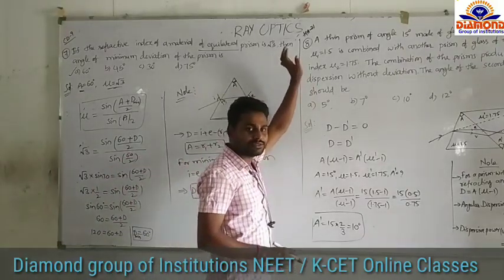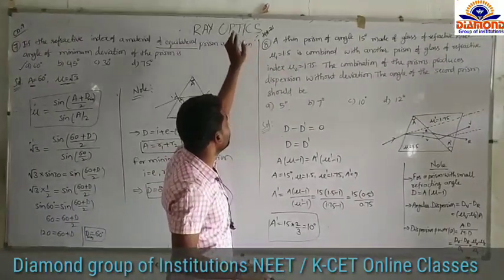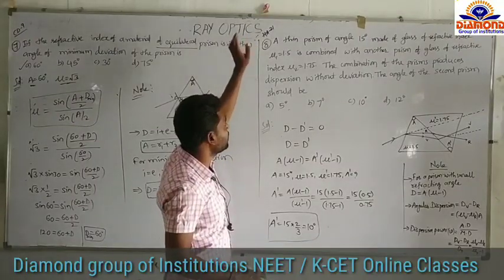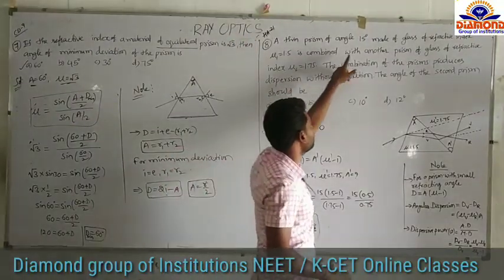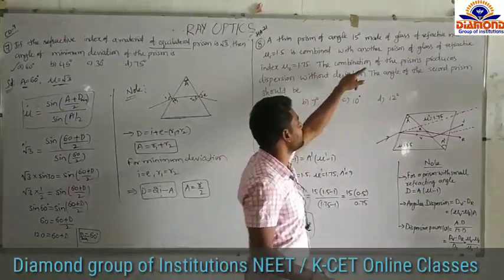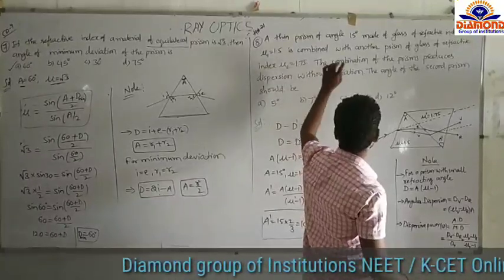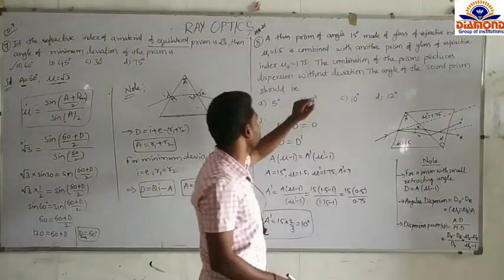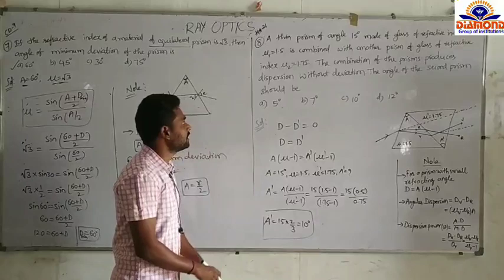Next question is the 21st problem in your material home assignment. The question is: a thin prism of angle 15 degrees made of glass of refractive index 1.5 is combined with another prism of glass of refractive index 1.75. The combination of the prisms produces dispersion without deviation. The angle of the second prism should be.